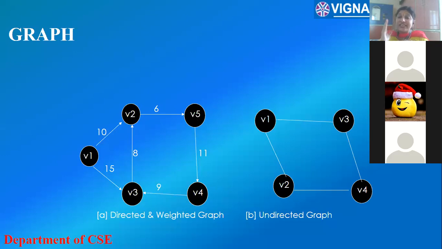If all the edges are undirected, that is called an undirected graph.